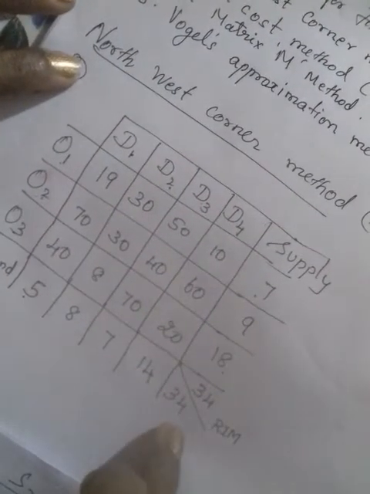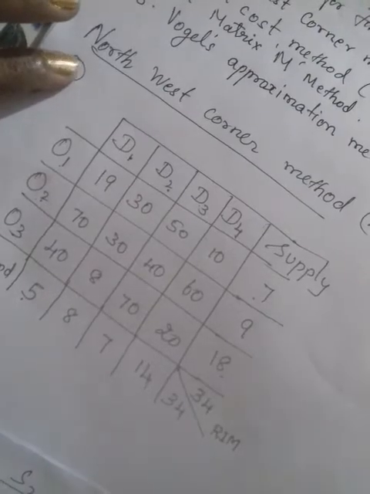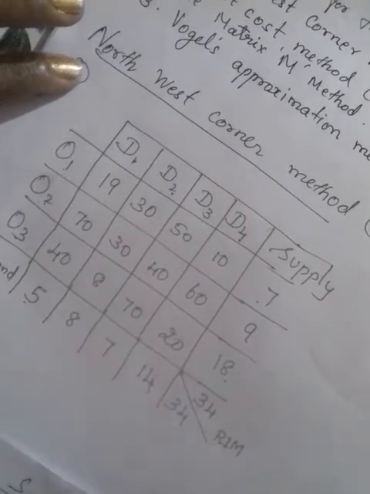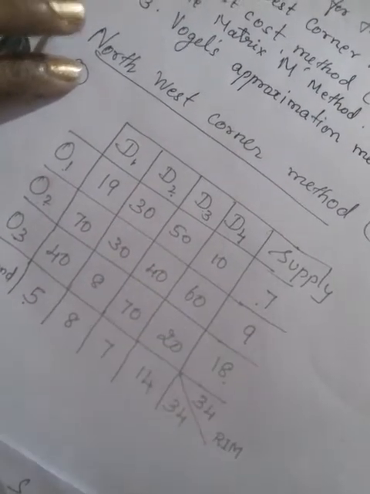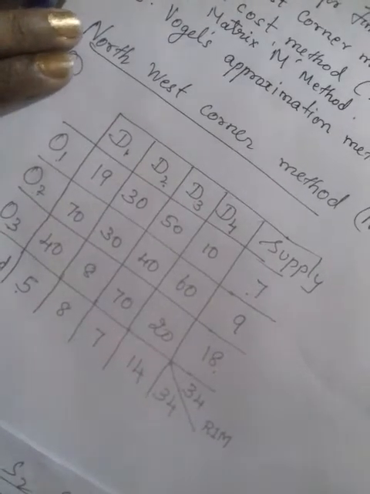In this problem the first condition is satisfied. This is the first one you have to check. So the RIM condition is satisfied. It means demand is equal to supply, otherwise called a RIM.